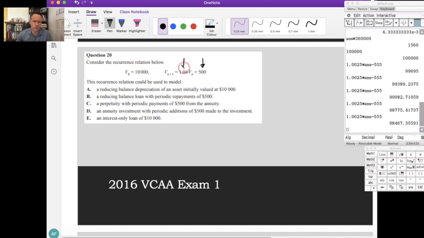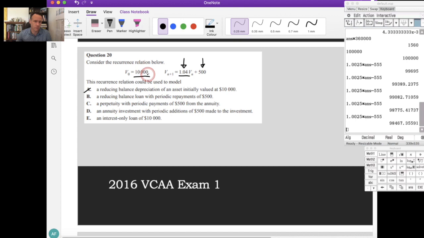So whatever happens, we are making this value bigger, as well as the bank, assuming it's something to do with that, giving us 4% on it. It's unlikely there's going to be a loan or something like that, but this is growing, whatever that is. Now that could be a negative maybe, but let's have a look at the descriptions. A reducing balance depreciation of an asset initially valued at $10,000. So we know it's not that because it is going to be increasing in price.